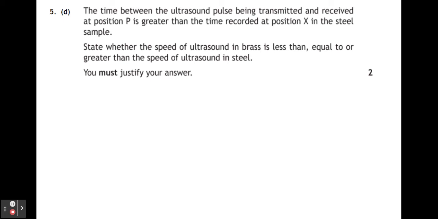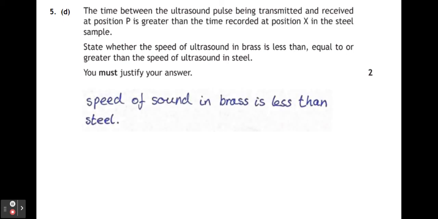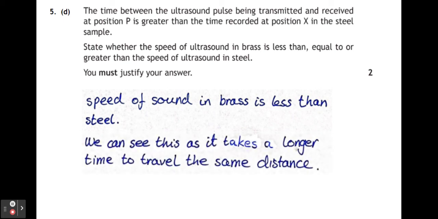So, pause the video and have a little think about this. Okay, the 2 points that you need to make here. First of all, the speed of sound in brass is less than that in steel. And we can see this because it tells us that the thickness of the brass is the same as the thickness of the steel, but the time taken for the pulse to be received is longer. Therefore, it takes longer for the pulse to travel the same distance in brass than in steel.